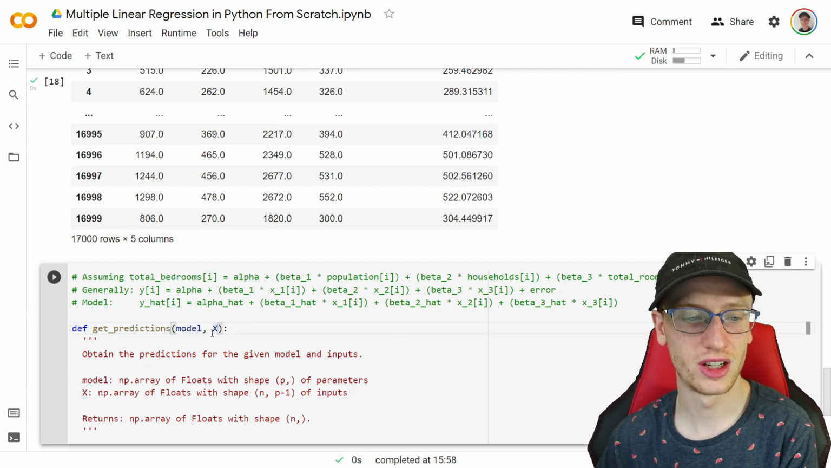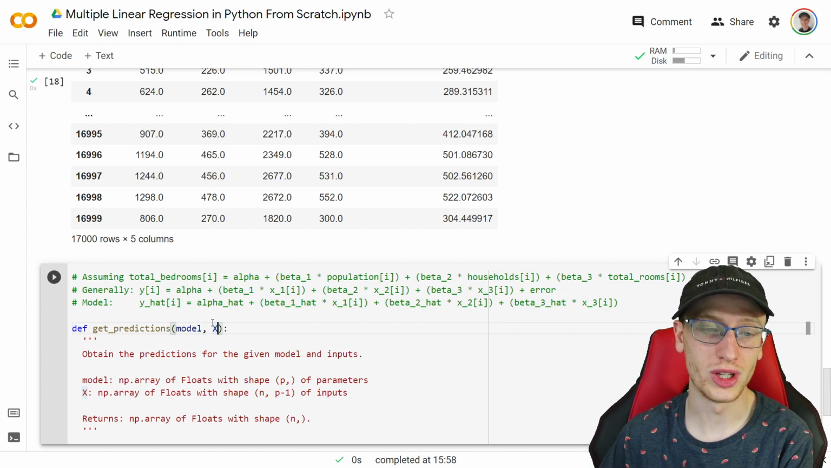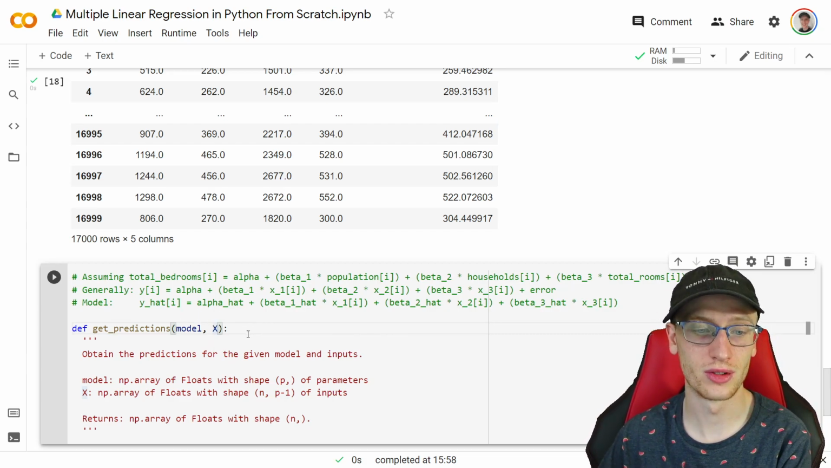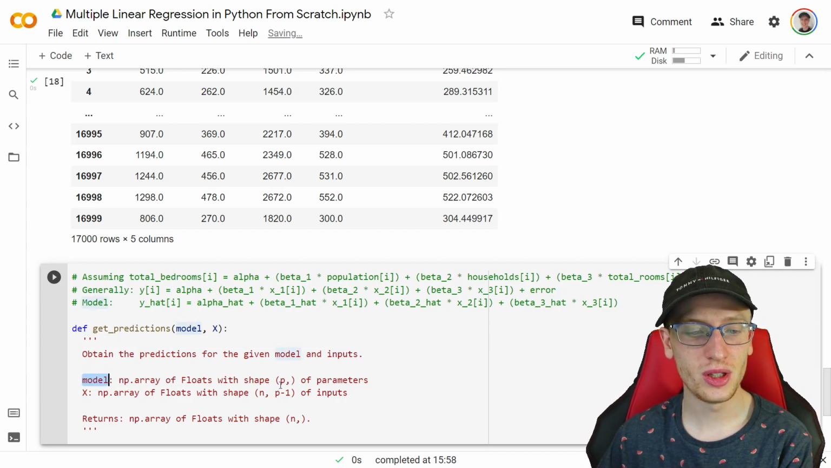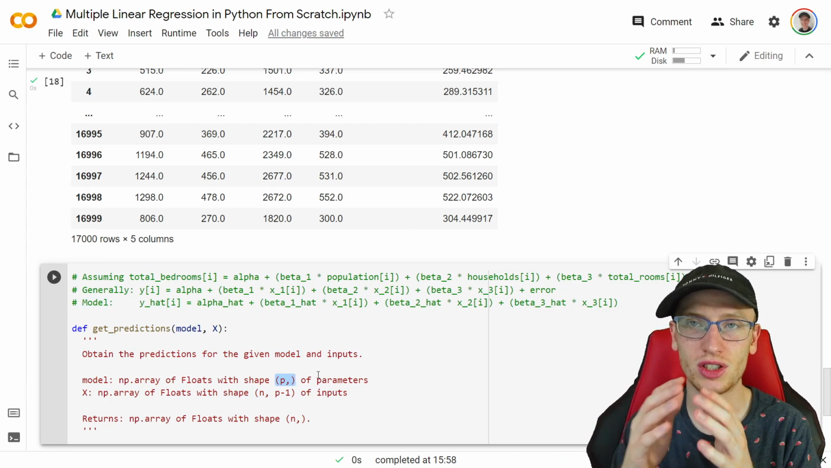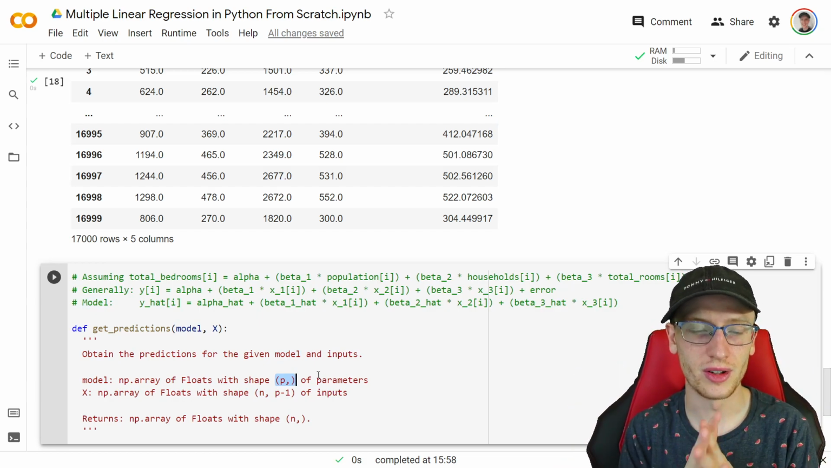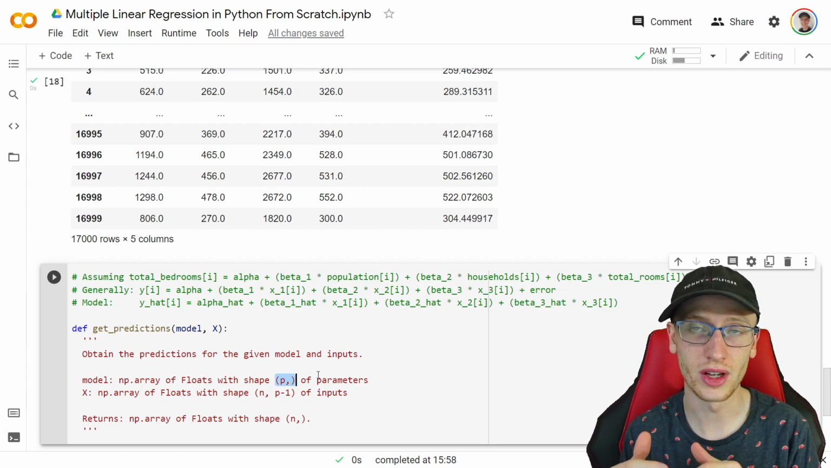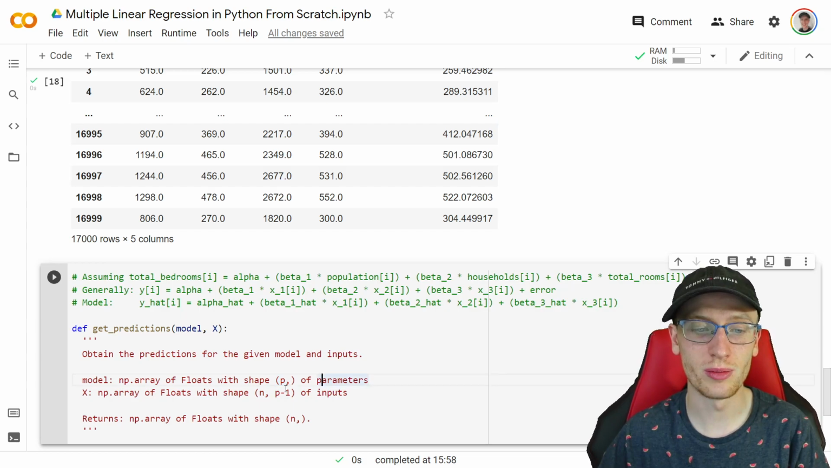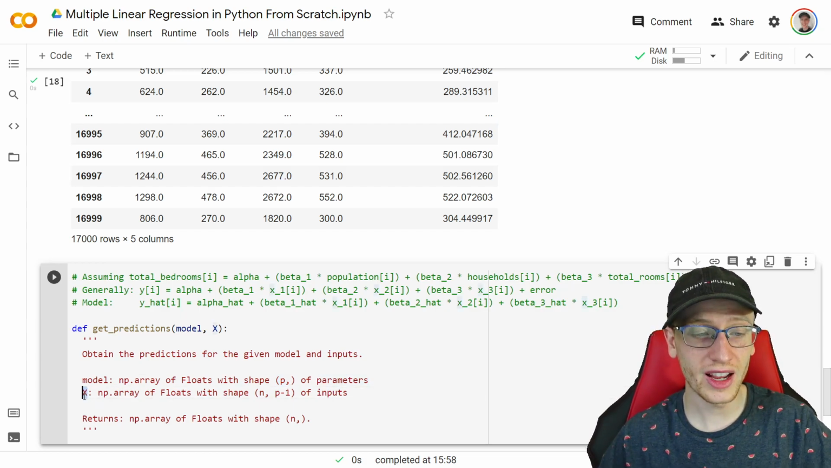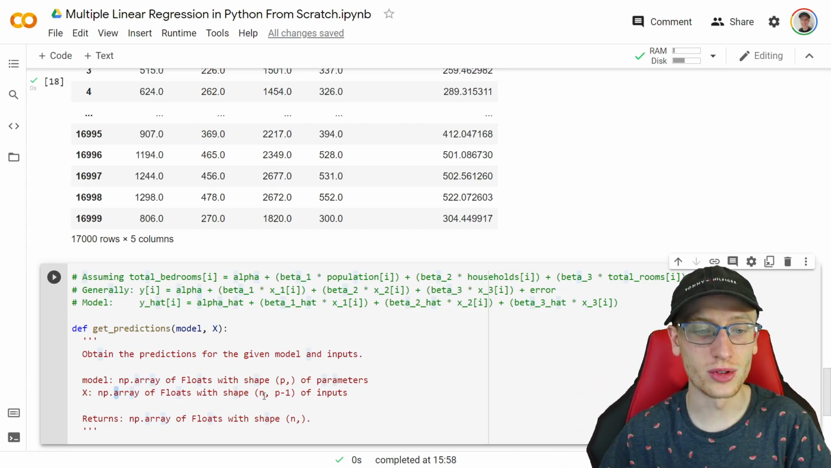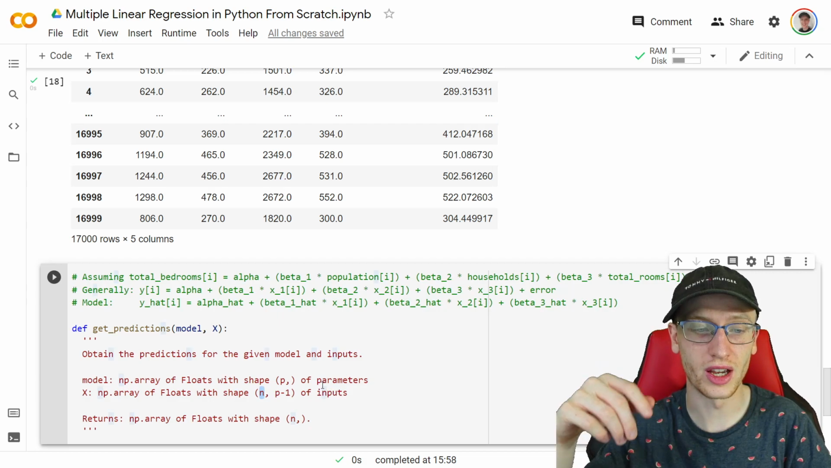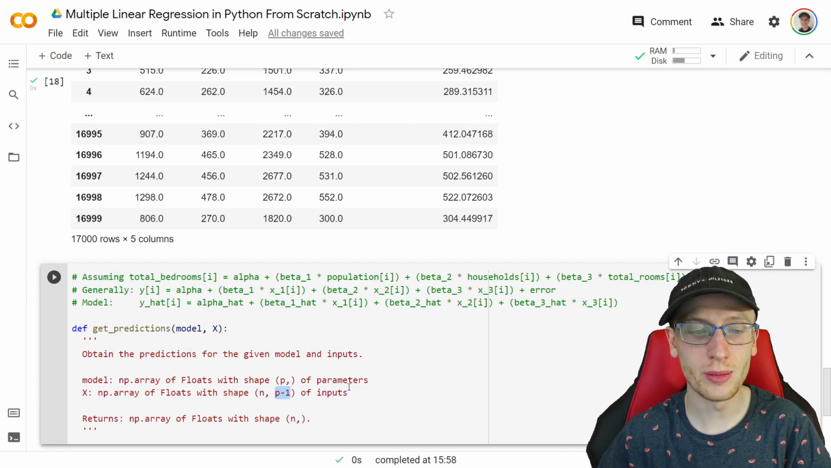If you were with us last time, we had a model as a dictionary when we asked what alpha hat and beta hat were. But now our model is going to be p parameters. It's going to be just a list and not a dictionary, where the first value is alpha hat, the second value is beta 1 hat, the third value is beta 2 hat, and in total we have p parameters. Now, x is this matrix, a NumPy array, like a table of floats with the shape n, that's how many rows we have, how many data points we have, by p minus 1 inputs.